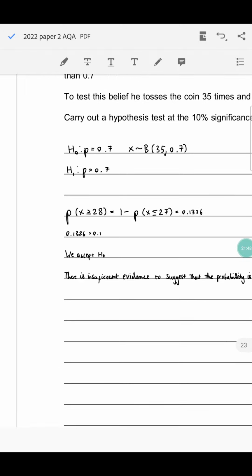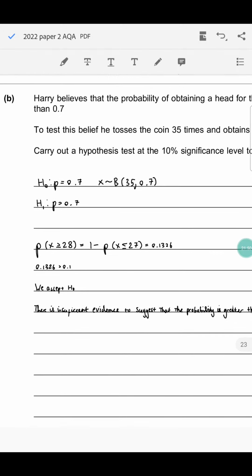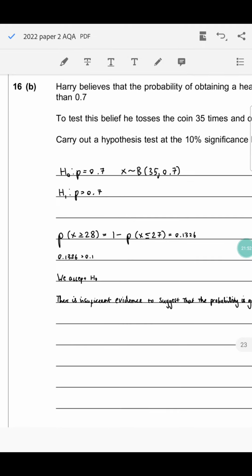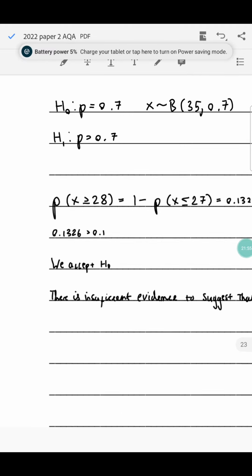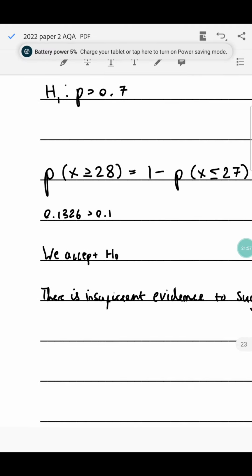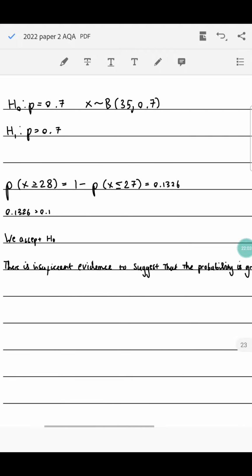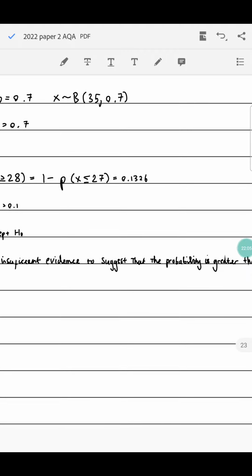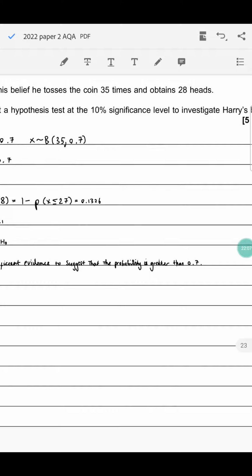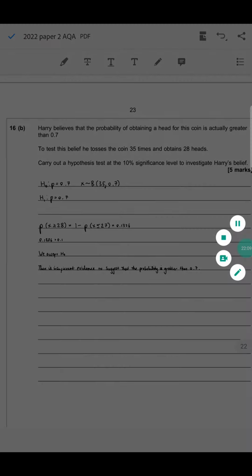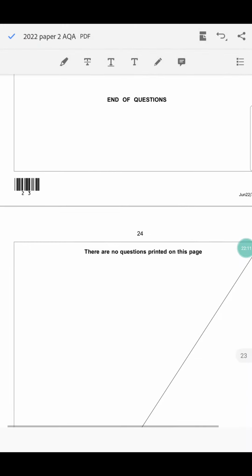0.1326. And then we compare it with the significance level, which is 10%, which is the same as 0.1. So if we do that here, we know that it's greater than, so we accept H0. Therefore, there's insufficient evidence to suggest that the probability is greater than 0.7 of obtaining a head. And then that would be your final part of the paper.